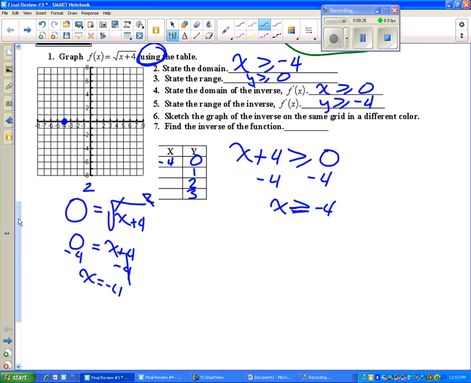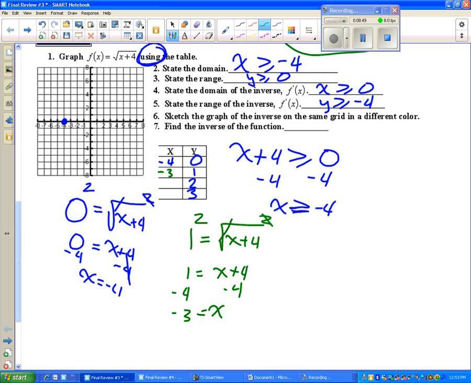I want my y, my f of x, to be 1. What does x need to be? Well, this is the square root of x plus 4. Again, you have to square both sides. 1 squared is 1. The square and the square root cancel, leaving x plus 4. Subtract 4 from both sides. You get negative 3 is equal to x. So this is negative 3.